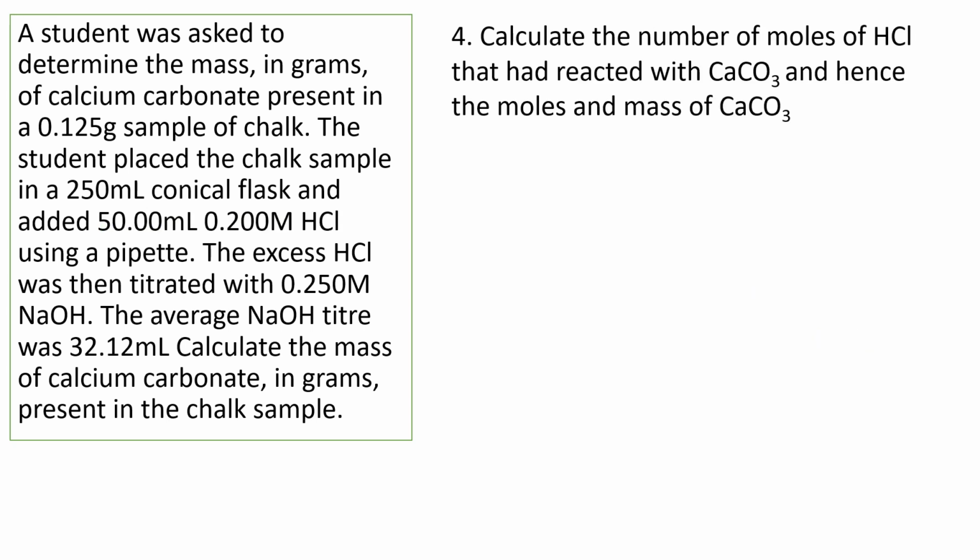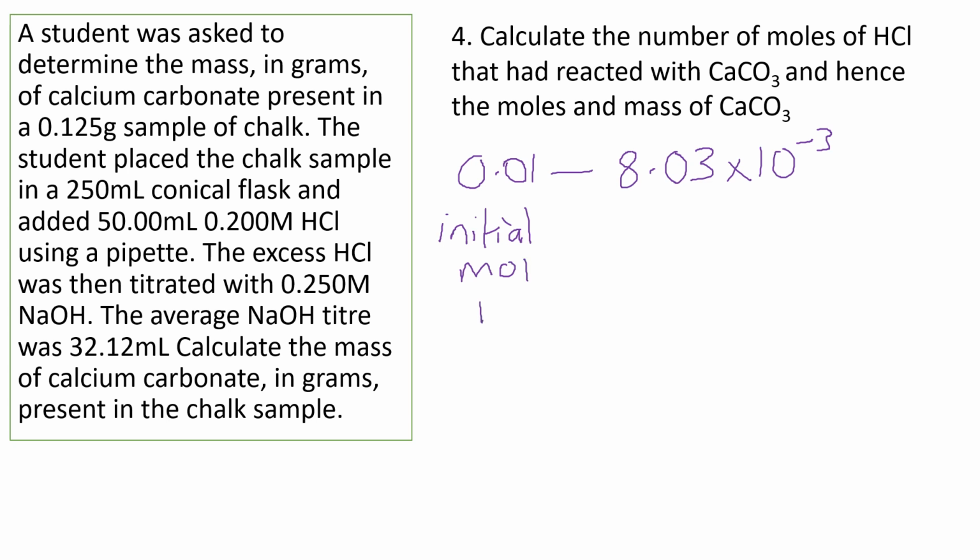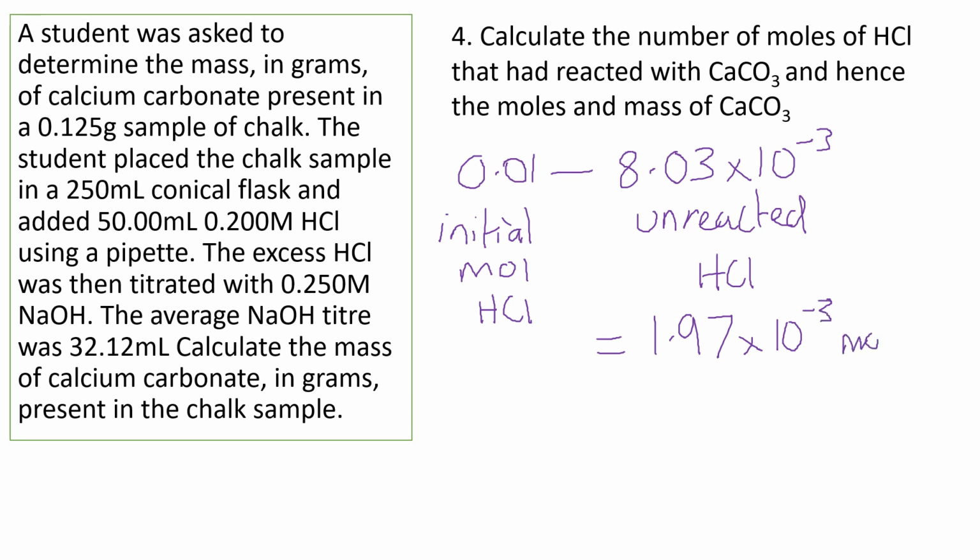Then we calculate the moles of HCl that had reacted with the calcium carbonate. So we started off with 0.01 moles of the HCl, and then you subtract the amount that was unreacted, so that would be 8.03 times 10 to the minus 3. So this is your initial moles of HCl, and this is the unreacted HCl. And if you chuck all that into your calculator, you end up with 1.97 times 10 to the minus 3 moles of HCl that had reacted.